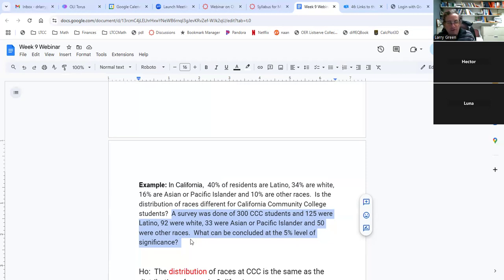Okay, so notice as soon as you see 5% level of significance, that means we're going to be doing a hypothesis test. Otherwise, you wouldn't even talk about level of significance. Okay, any questions on this?